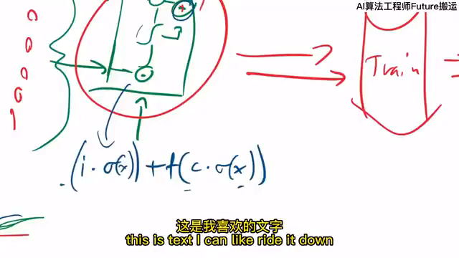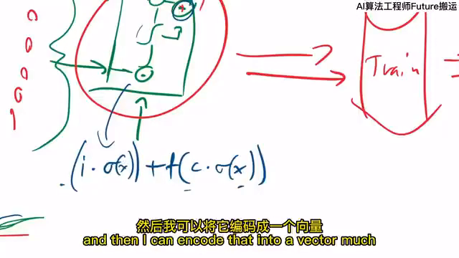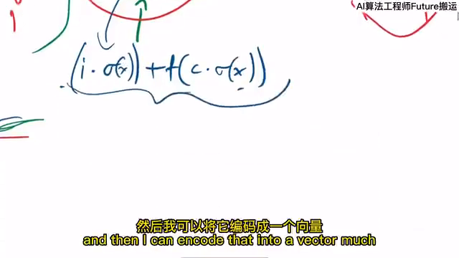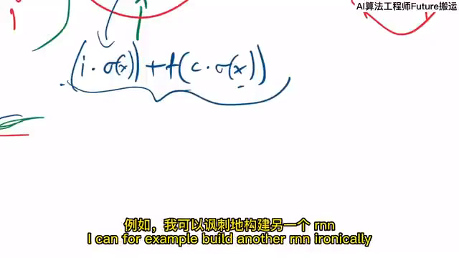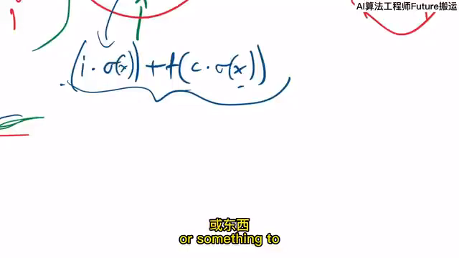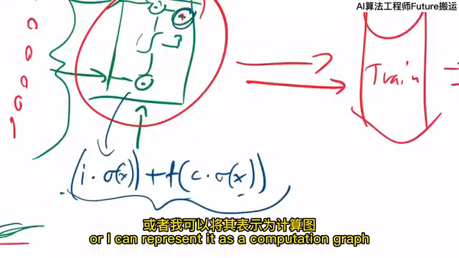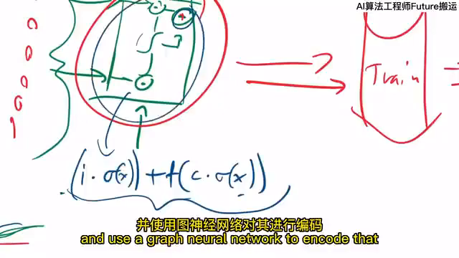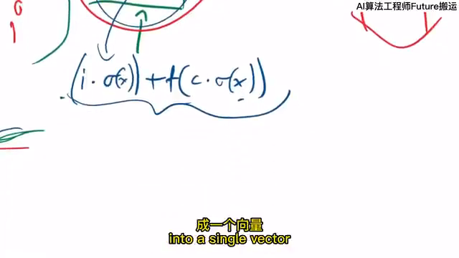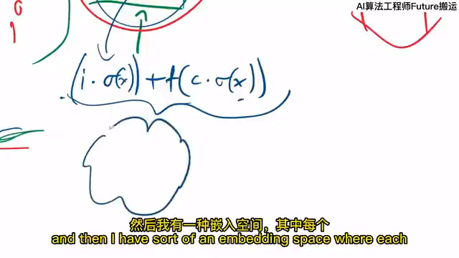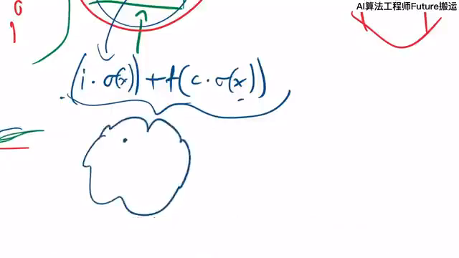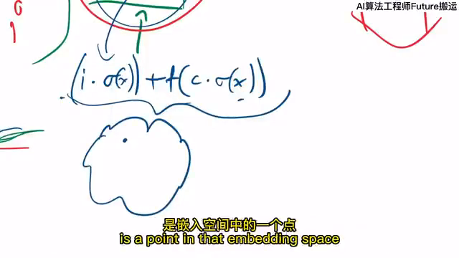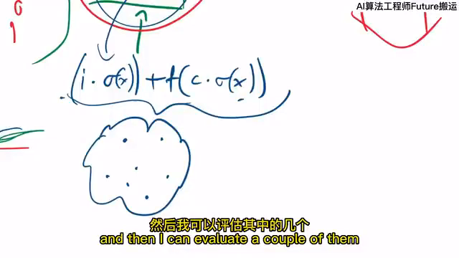This is text. I can write it down, and then I can encode that into a vector. I can, for example, build another RNN, ironically, to encode that, or I can represent it as a computation graph like it is here, and use a graph neural network to encode that into a single vector. And then I have an embedding space where each cell that I could build is a point in that embedding space.